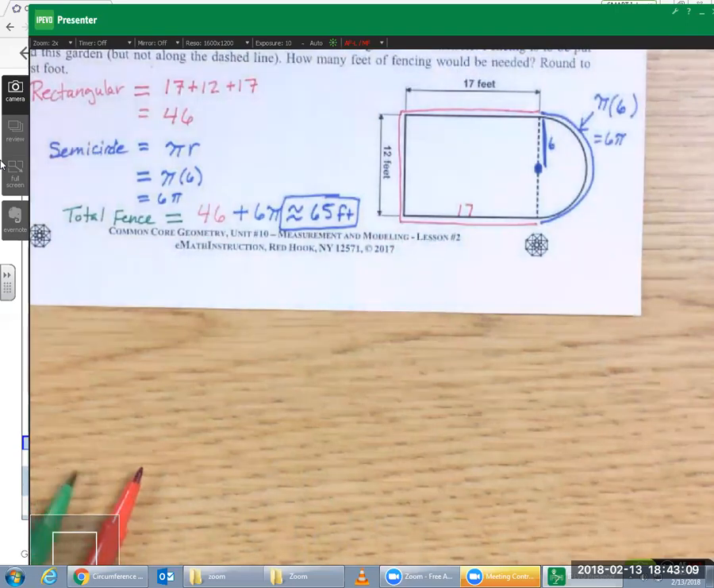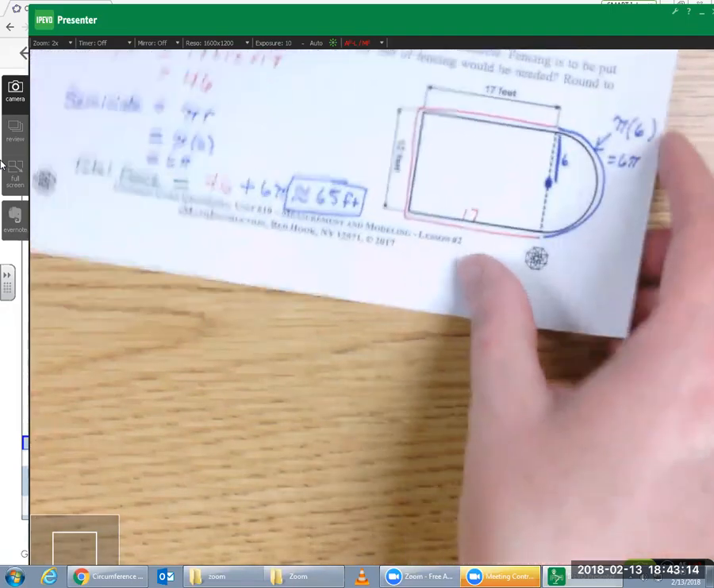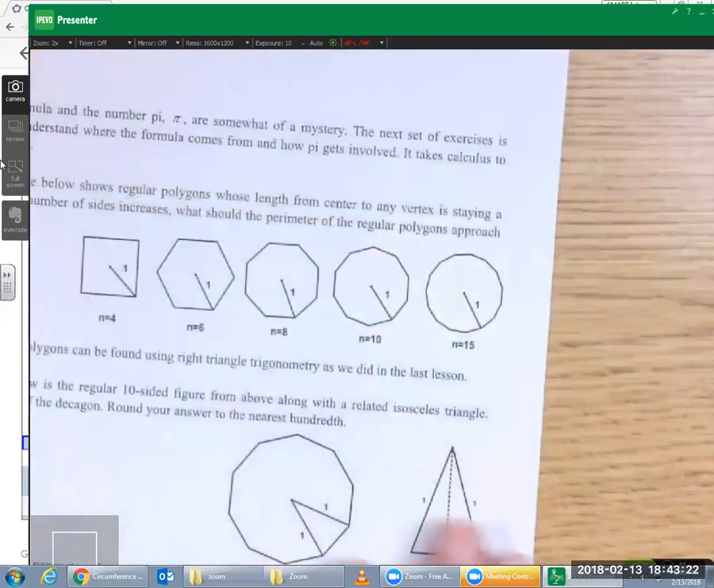Awesome. All right. So that's the idea of circumference, just working with the formula. The next part of what I'd like to do is have you turn the page because I want to give you a little bit better understanding about this number pi.